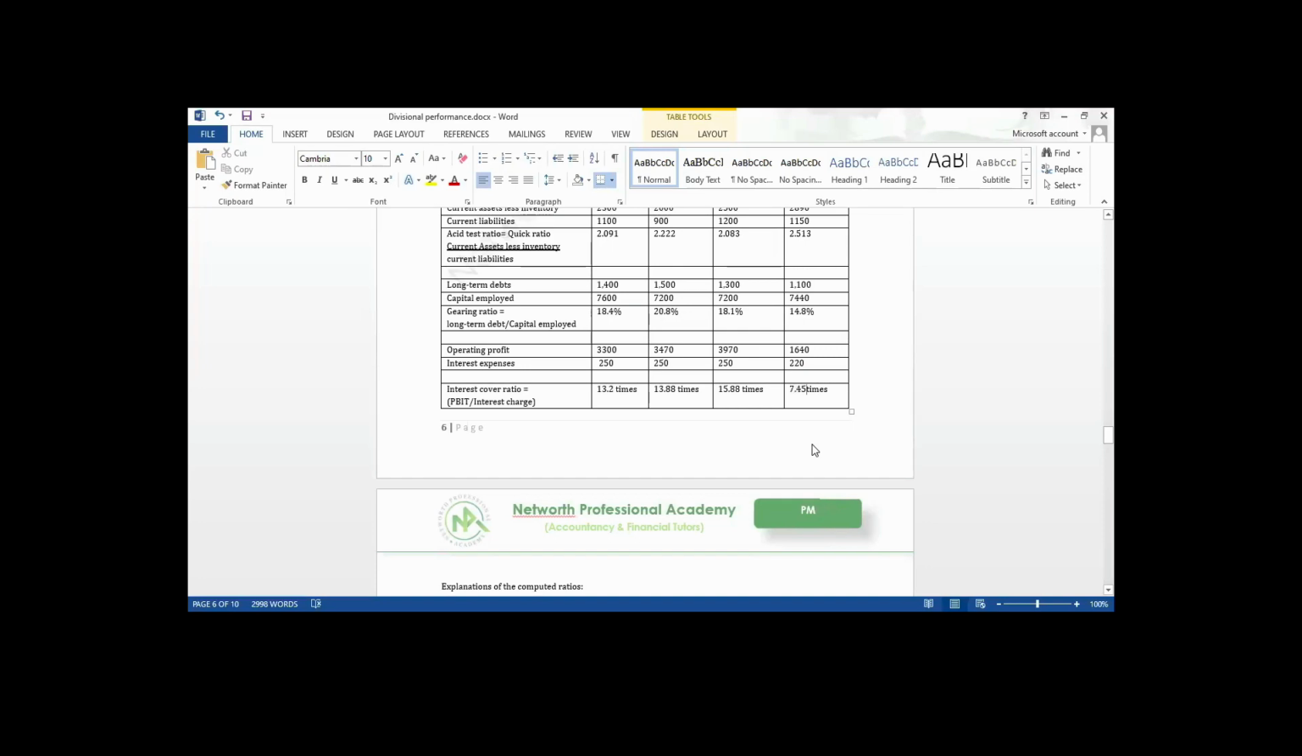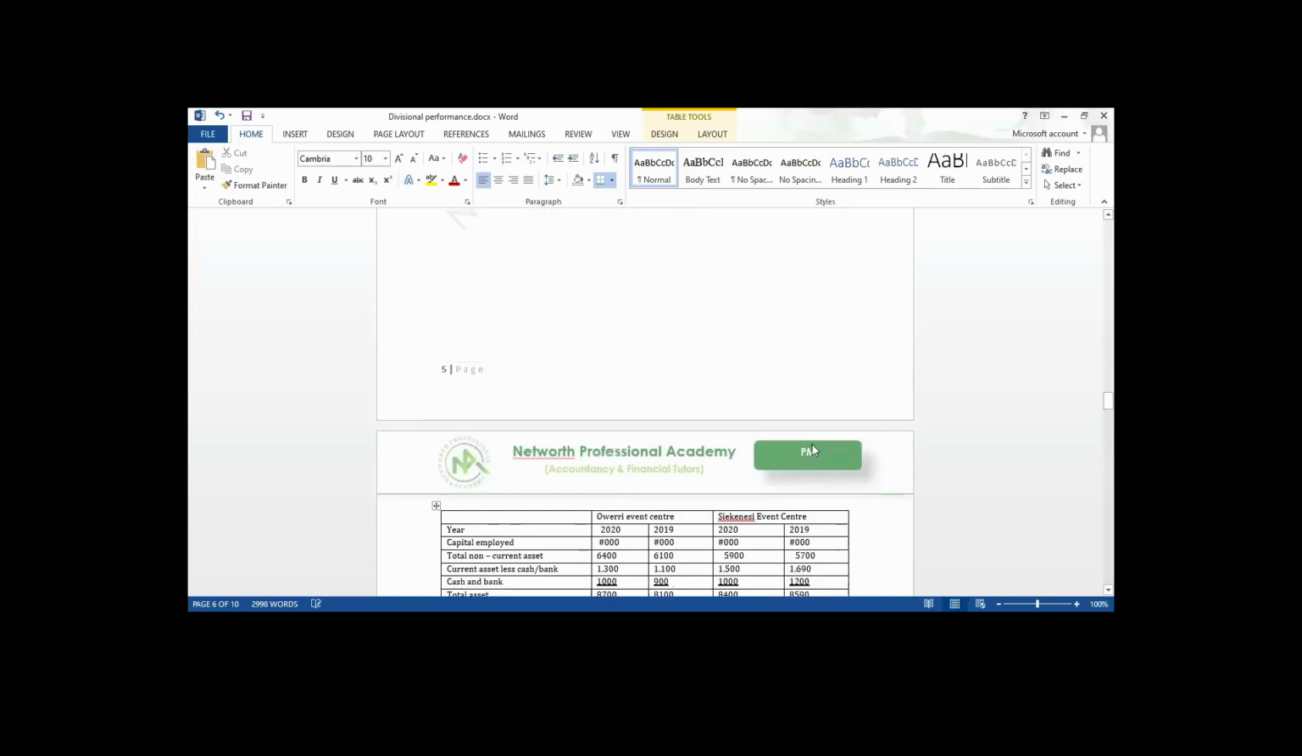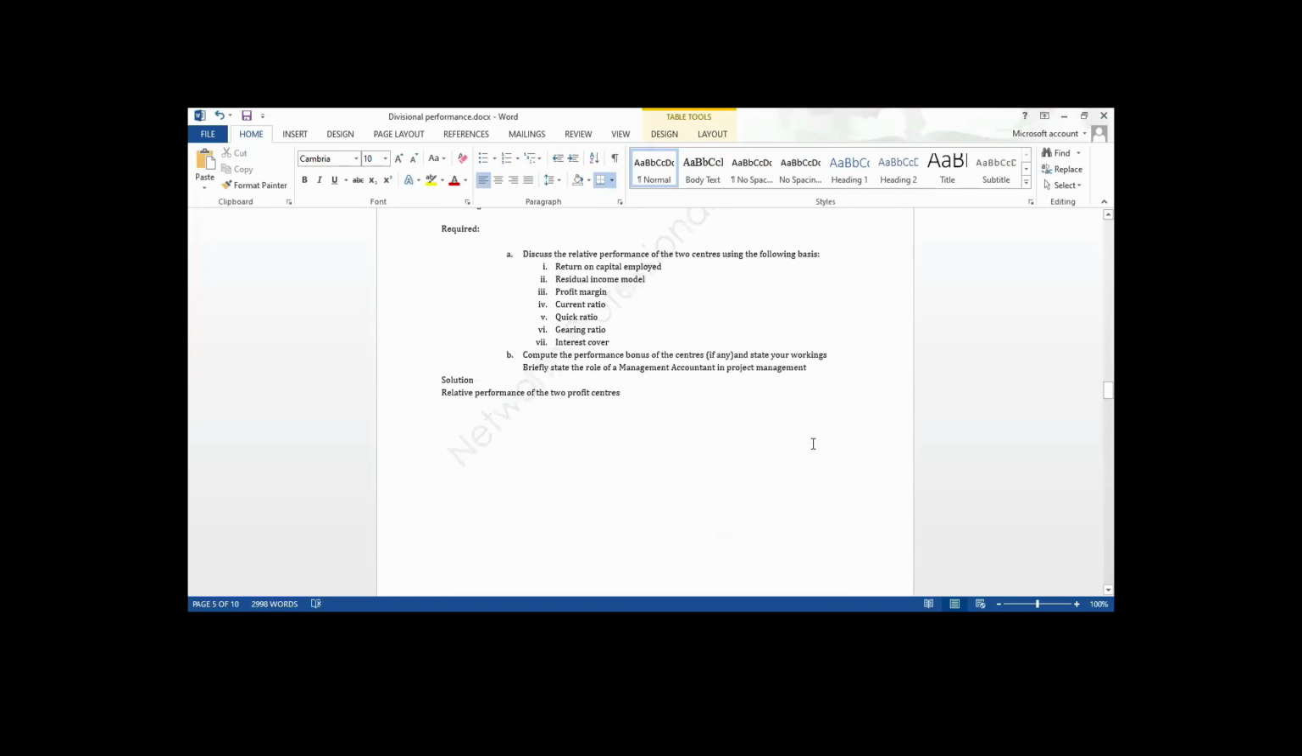You have gotten all the requirements sorted out for A. Look at the B. Compute the performance bonus of the centers, if any, and state your workings. Then briefly state the role of management accountants. That should be C part of the question.